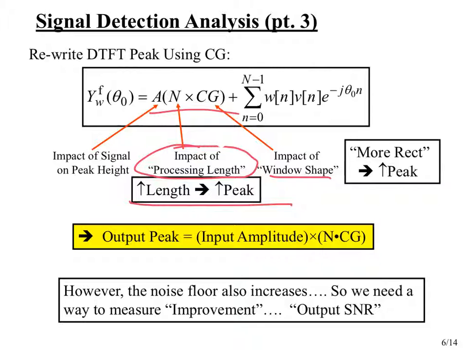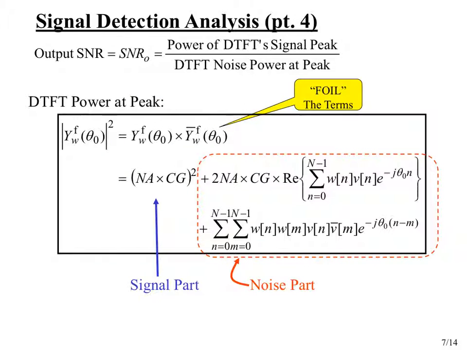And so we can get a nice little characterization that the output peak height will be the input amplitude, that's A, times N, which is our processing length, times the coherent gain. So that's how you should think about it. Now, as I already alluded to, the output peak is going up, up, up, but so is the noise floor. And so we need to look at a comparative measure. How does our output peak compare to where the noise floor is? And so that's what we need to look at next.